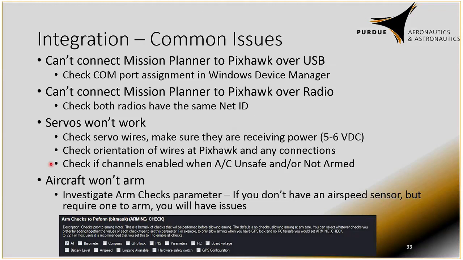And kind of related to that, if you say it won't arm, check in the parameter list, this box down here. I think by default all selection is checked, but if you haven't plugged in an airspeed sensor or a barometer, you're not going to have status for that, and it won't let you arm the aircraft.